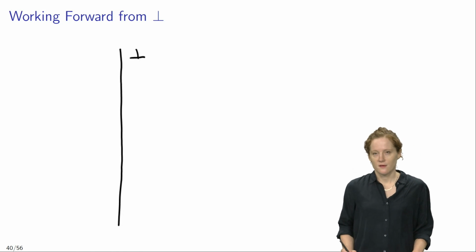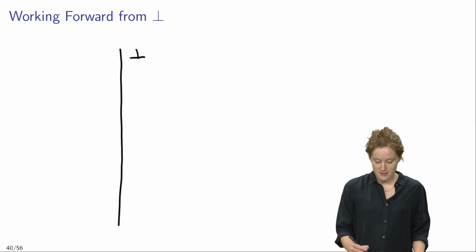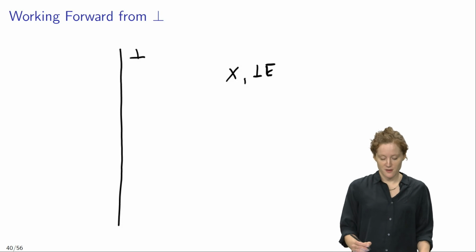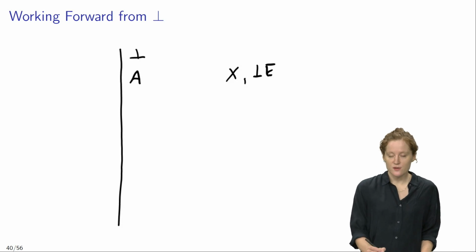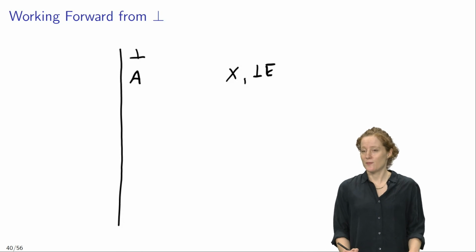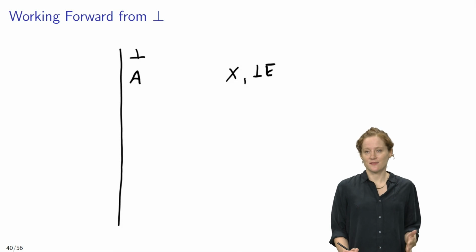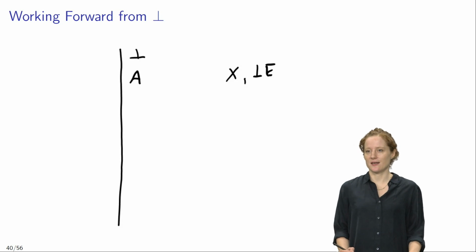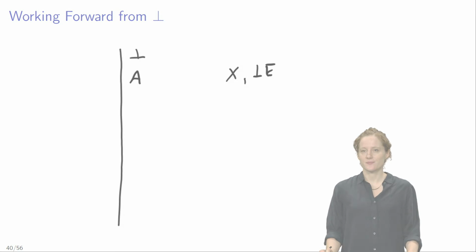Now, finally, suppose that what you have in your proof is bottom. Forward planning then suggests to use the rule explosion or bottom elimination to infer whatever you may need in your proof. It may be the sentence A, it may be something different. Whatever you need in your proof, you should infer and justify that inference by citing bottom elimination.